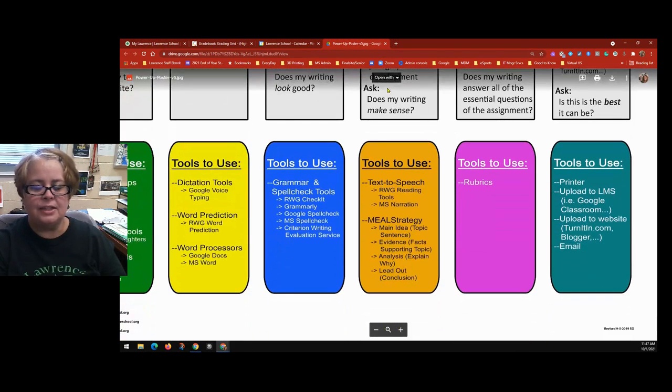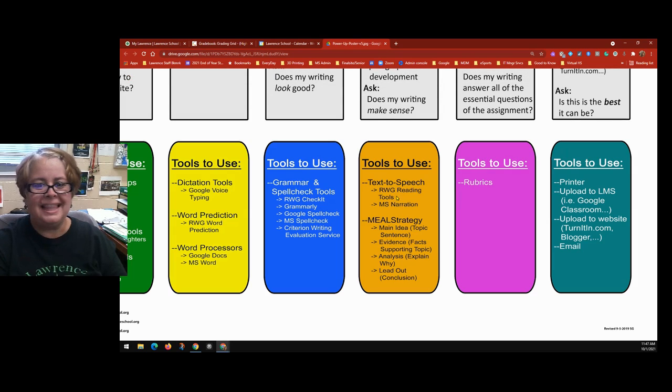On the revise stage, where you're checking to see if you make sense, one of the best tools you could use is to listen to what you've written. So listen to it with the Read and Write reading tools or Microsoft narration tools or Immersive Reader to listen to what you read, because that is actually really important.